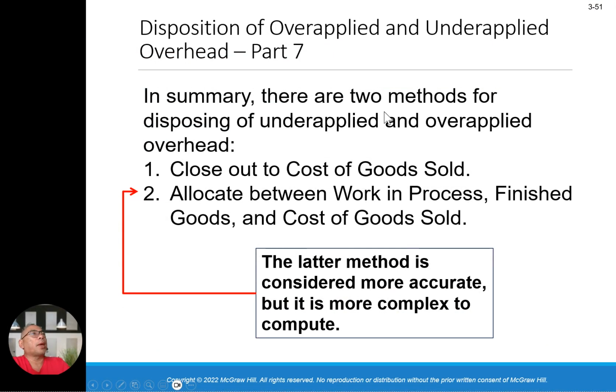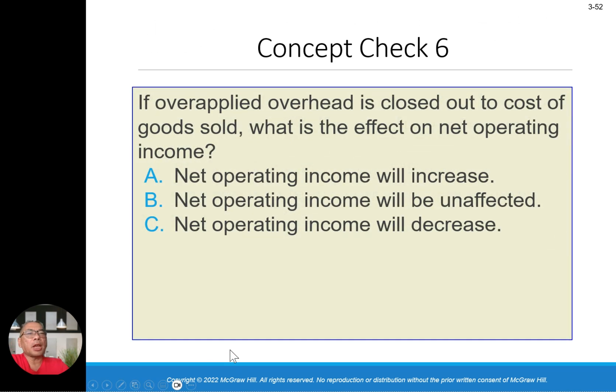In summary, there are two methods for disposing of underapplied or overapplied overhead. Number two is allocating between work in process, finished goods, and cost of goods sold. The latter method is considered more accurate, but it's more complex to compute. So you see, this is the key that I just showed you previously. It's more complex to calculate.